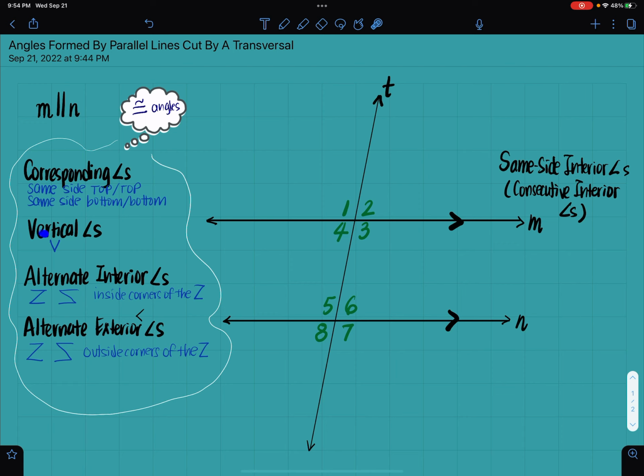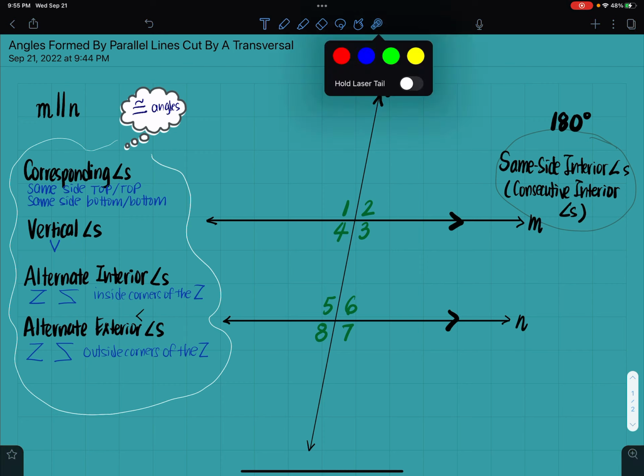these are all different types of angles that are forming congruent angles. So corresponding angles form congruent angles, vertical angles form congruent angles, alternate interior angles form congruent angles, and alternate exterior angles form congruent angles. Now, if you look at this one over here, this thing called the same side interior angles, or sometimes they refer to it as the consecutive interior angles, these do not produce congruent angles. These produce angles that add up to 180. Okay, just so you understand there's a difference.